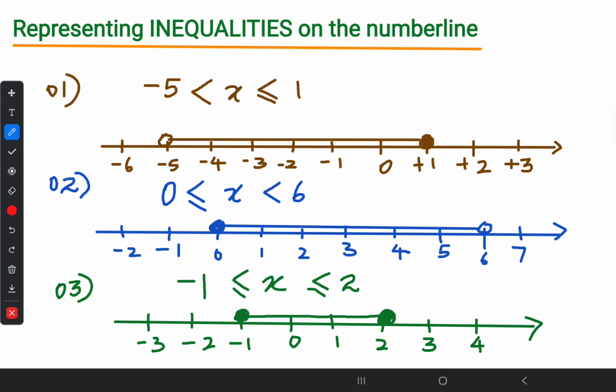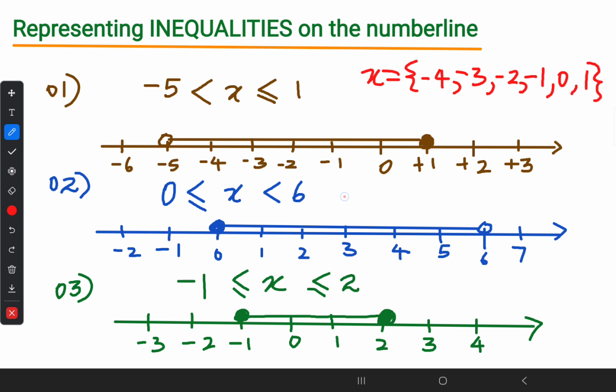We know that this inequality doesn't have any equal, so -5 does not belong to our x. -4, what are the suitable values for x? I will show you that also. -4 is suitable, -3, -2, -1, 0. The inequality has an equal mark with 1, so 1 is also included in our resultant set.